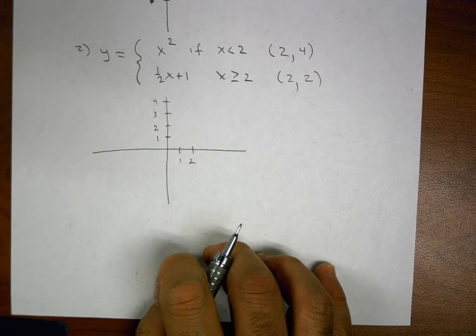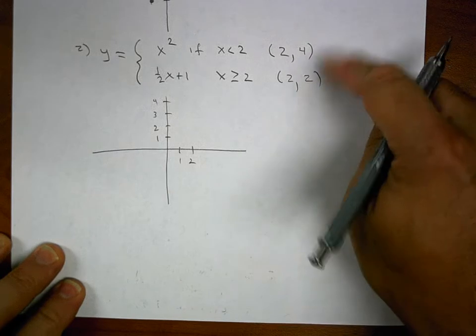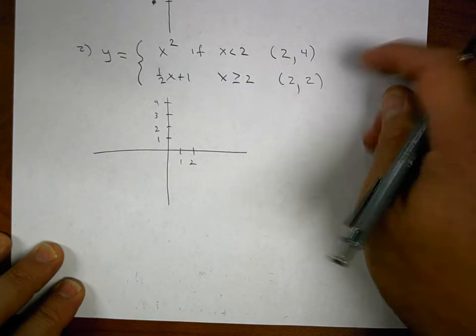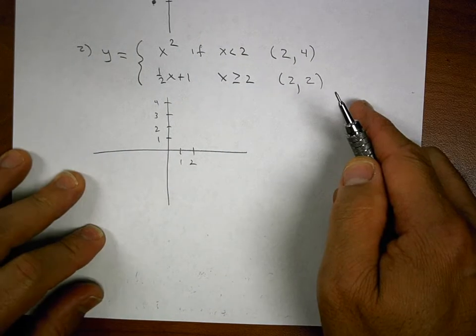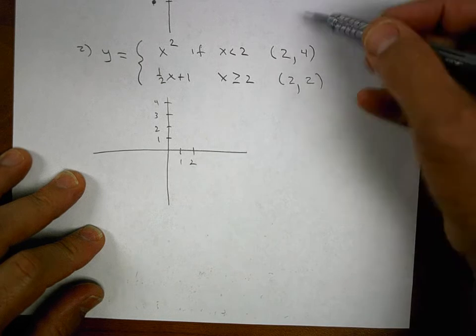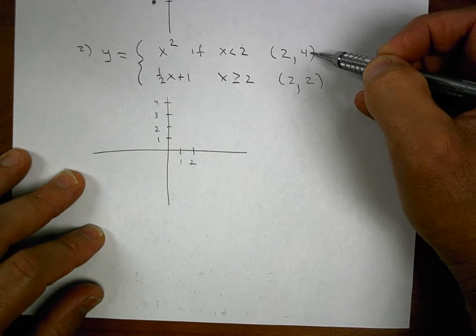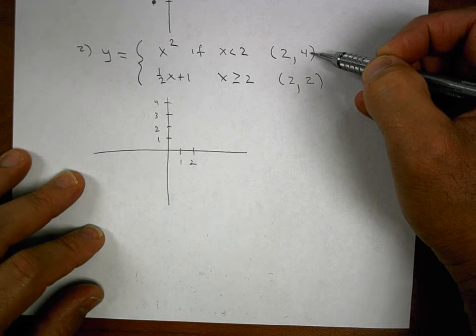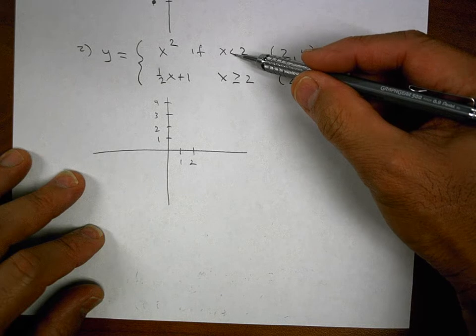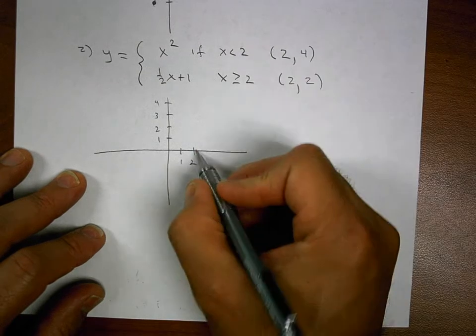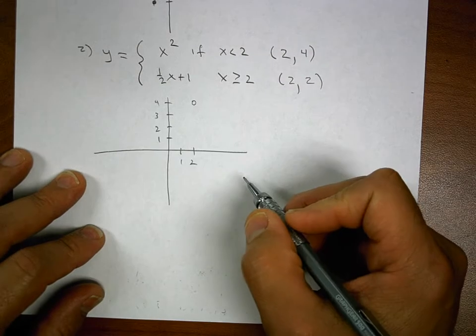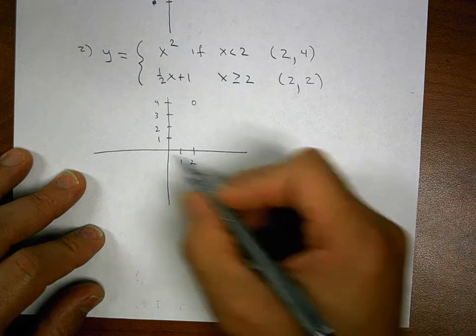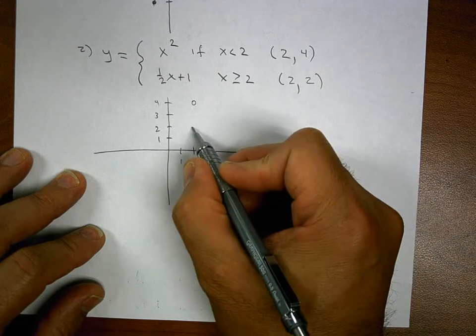Okay, so I know we can get points and plot. But when we plot, we have to make sure it's either an open circle or closed circle. So at 2 comma 4, is it open or closed? Because it's just less than. So 2 comma 4, open circle. 2 comma 2, closed. There we go.